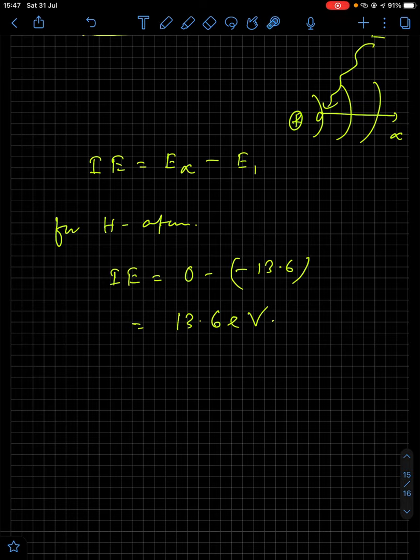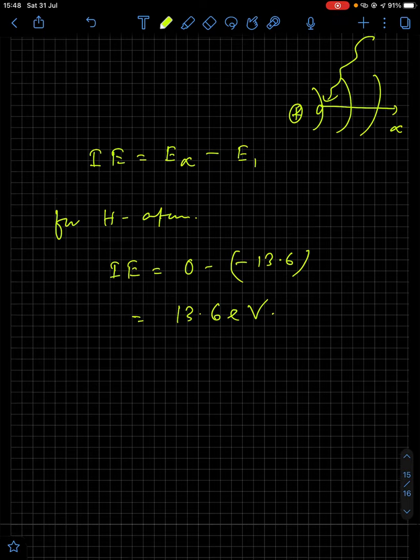So what it means is that you have an electron in the ground state of hydrogen atom. Now you supply 13.6 electron volt energy at least. Okay, you can supply greater than that. So you supply at least 13.6 electron volt energy, then the electron becomes free. It becomes very energetic to jump out of the atom and become free. So this is what you call as ionization energy.